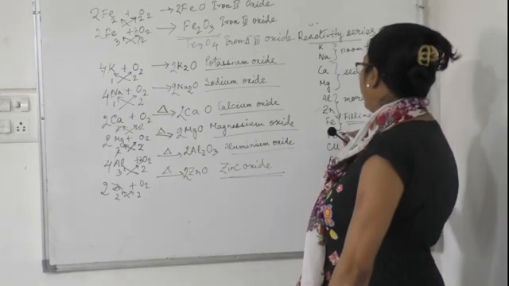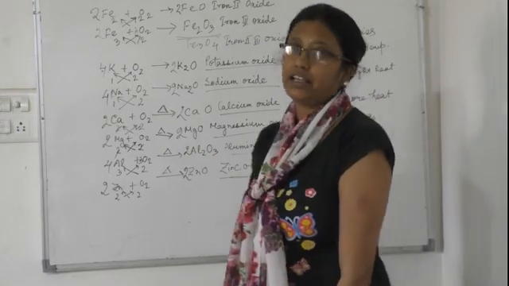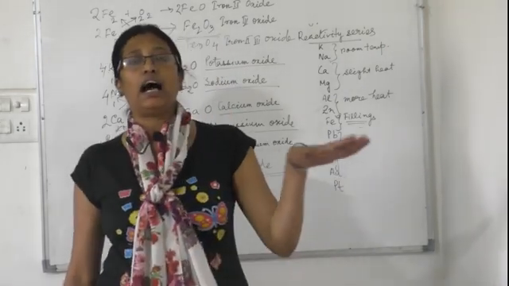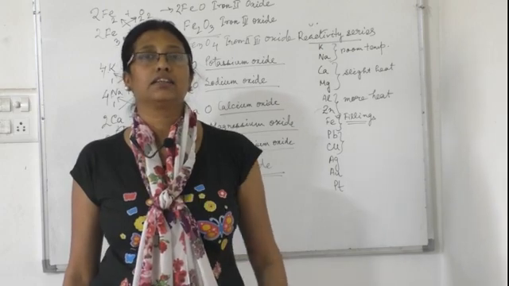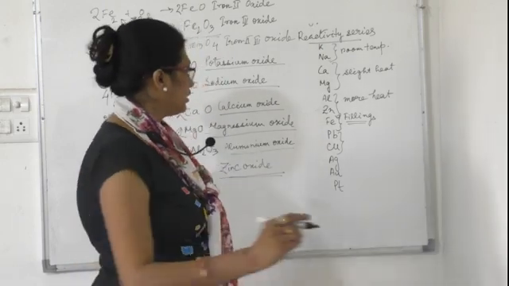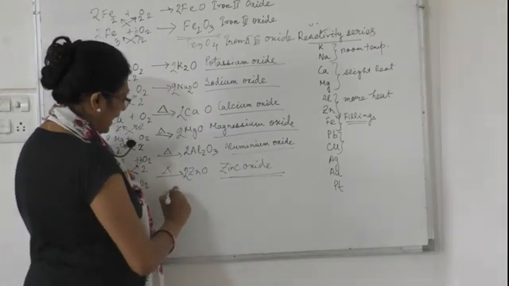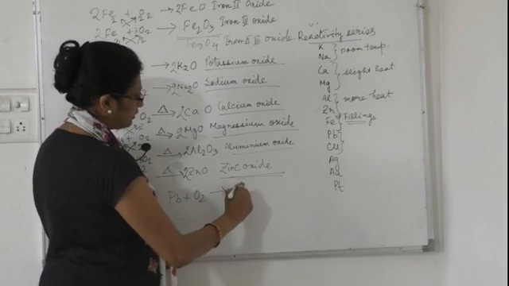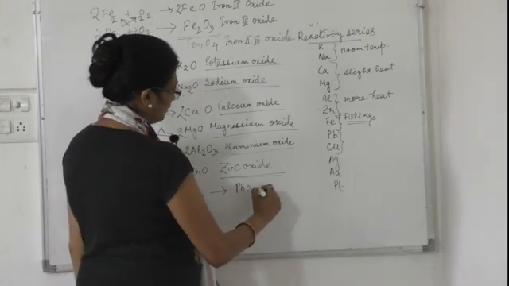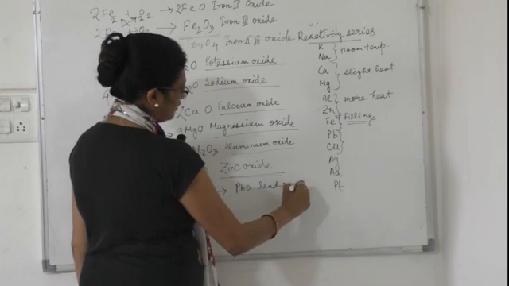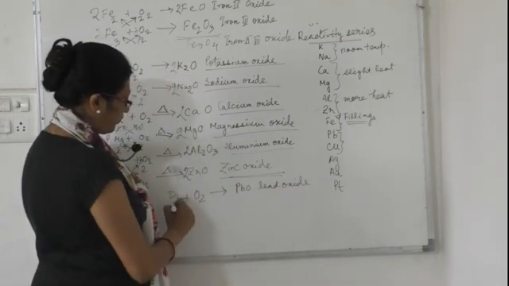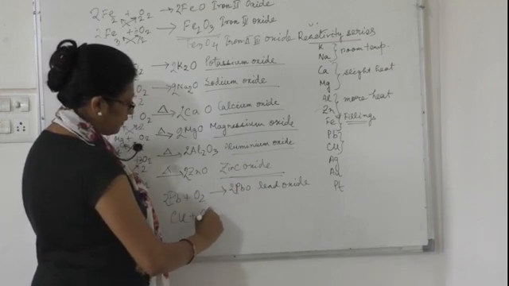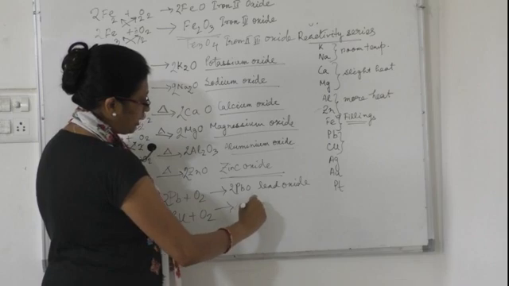Now we should come to lead and copper. They are least reactive. Only the upper layer of these metals can react. So lead reacting with oxygen gives lead oxide, and copper also reacting with oxygen gives cupric oxide.